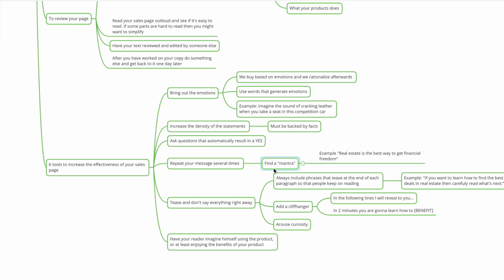So you should have a mantra that you repeat over and over and over again. For example, if you sell a real estate program, you could say, real estate is the best way to get financial freedom. If you're selling just a course that's not crazy expensive, you don't have to get crazy on this.